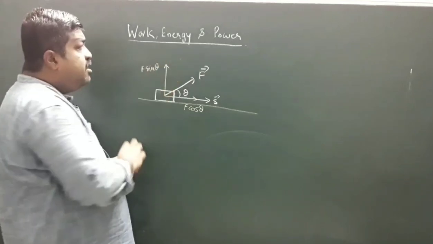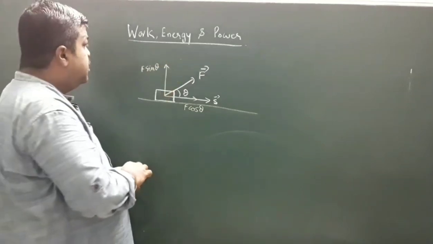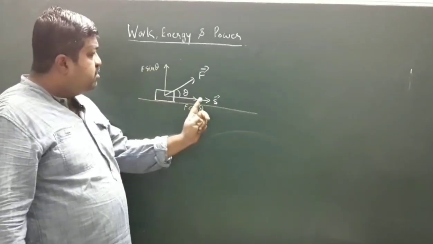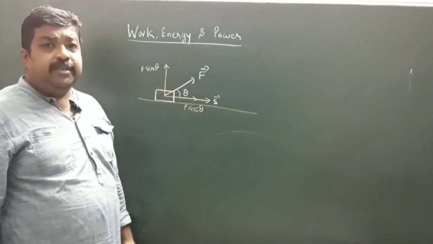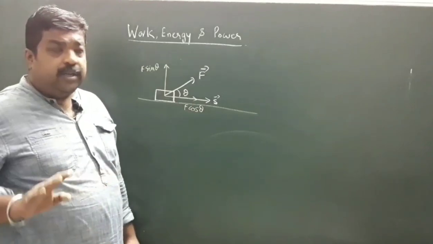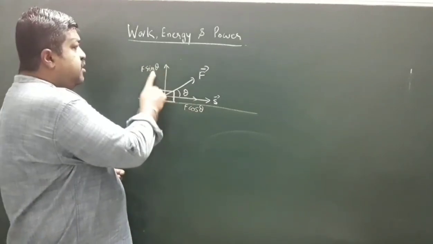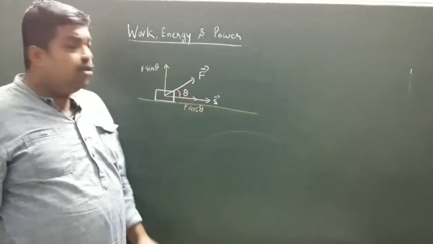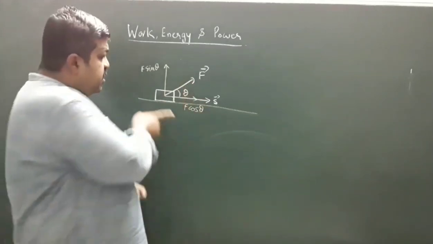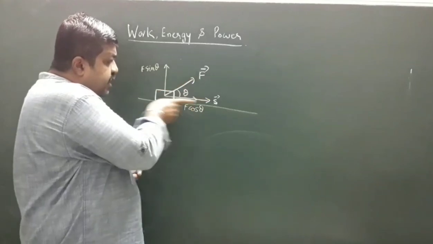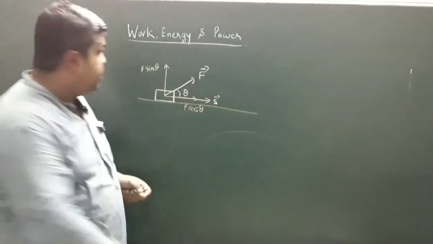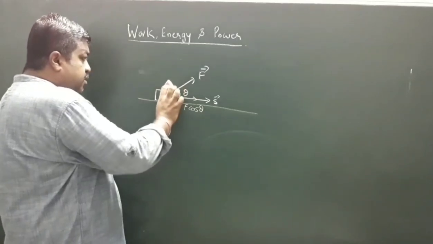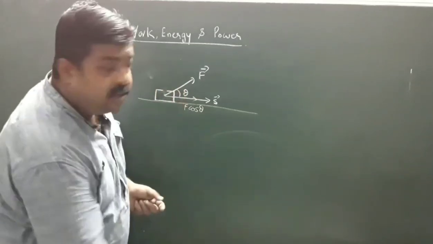So while calculating work done, the component of force which is perpendicular to the displacement does no work. No work is done by this component. So the only component of force which can do work is the component of force which is acting in the direction of displacement. So we are least bothered about the other component at present.